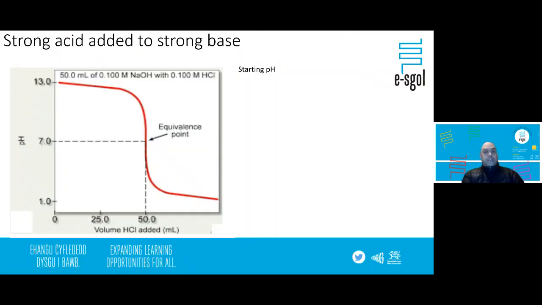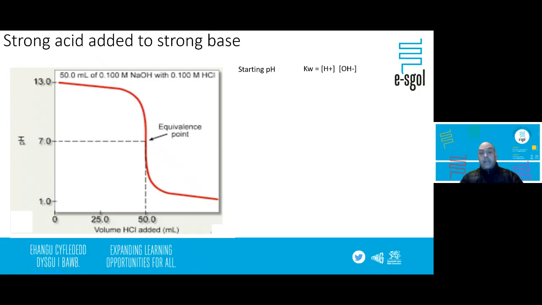So here we can see a strong acid being added to a strong base. It's exactly the same thing. Okay, the equivalence point, you'll notice 50 mil, 0.1 mole of sodium hydroxide with 1 molar HCl. This is why we've got the equivalence point of 50 mil. We're going to talk about that equivalence point. It's a really important idea.